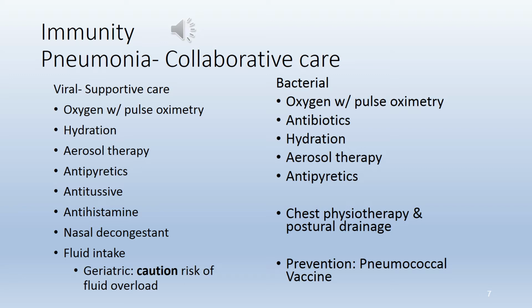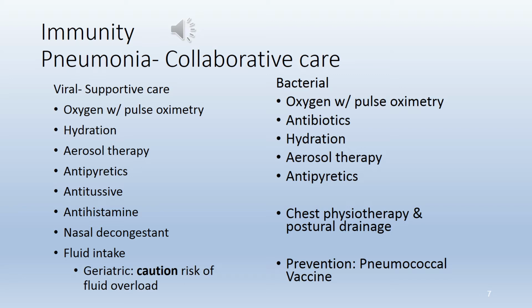Now, one thing that we need to be aware of is our geriatric patients. That supportive treatment also includes hydration, but we need to use it with caution and with frequent assessment because they have a risk of fluid overload. In bacterial pneumonia, we're going to give oxygen once again if needed and monitor with pulse oximetry. But then we're also going to give antibiotics, and there are many different types of antibiotics that can be utilized. You have a chart actually in your digital textbook. We're going to give hydration therapy once again, aerosol therapy, and antipyretics.